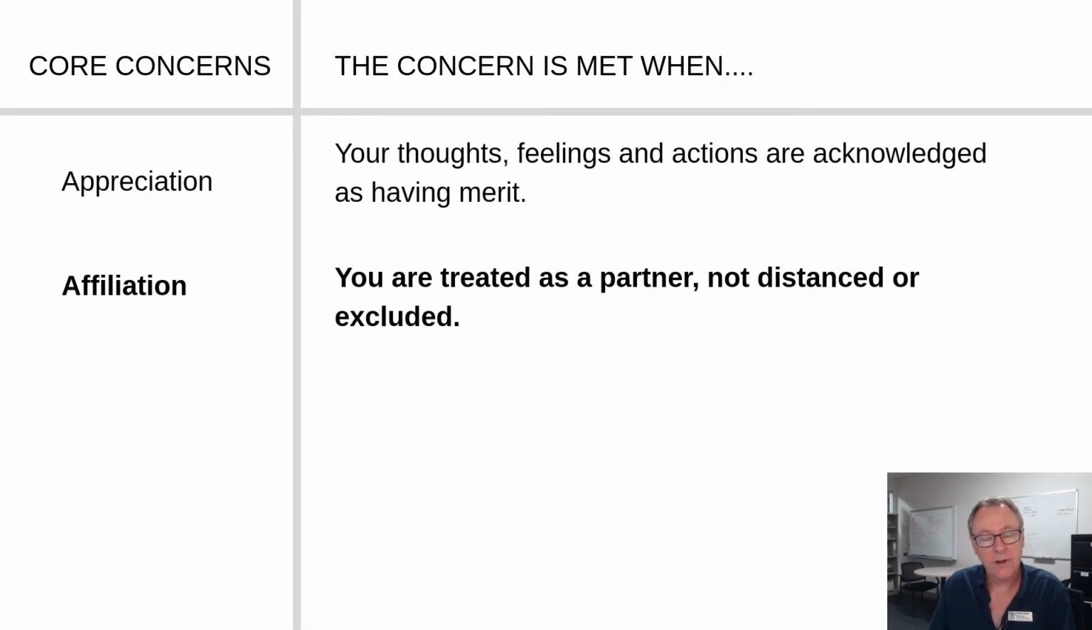Building affiliation involves approaching your differences as problems to be solved together. It can be enhanced by the small talk before the actual conversation, where you find things in common. It can be enhanced by sitting on the same side of the table as opposed to opposite each other, and the use of pronouns such as we and us.